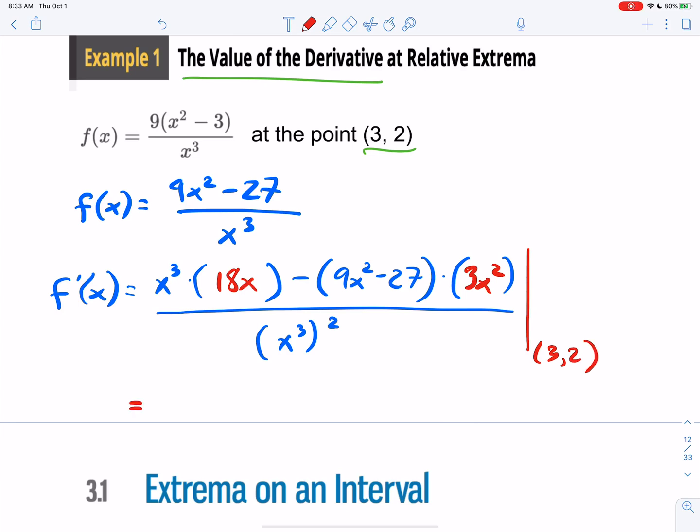Okay, so go ahead and plug and chug here and press play when you're ready. Okay, now if you plug this in, you should have gotten 0. If you didn't get 0, double check your work.